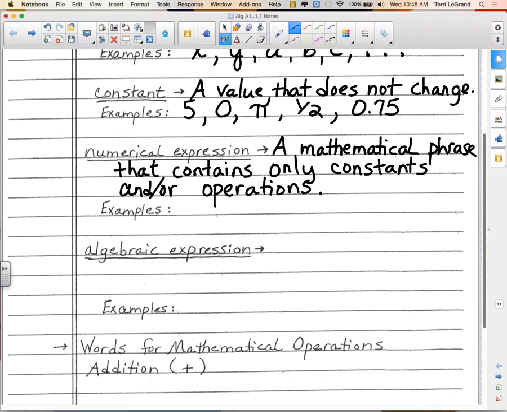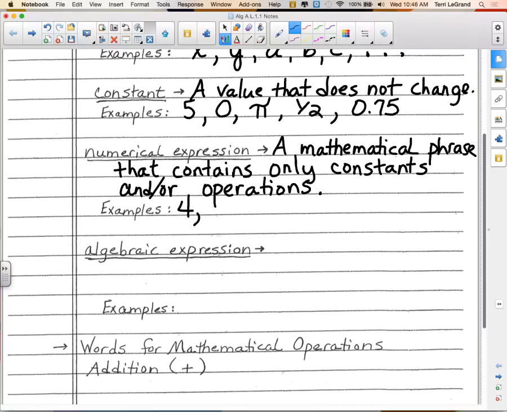Let's give some other examples of some numerical expressions. So give me a numerical expression that only has a constant. Throw it out. Give me a numerical expression that has only a constant in it. You're going to have to do this in your homework. Come on. Help me out here. Come on. 4, thank you. That's a numerical expression.